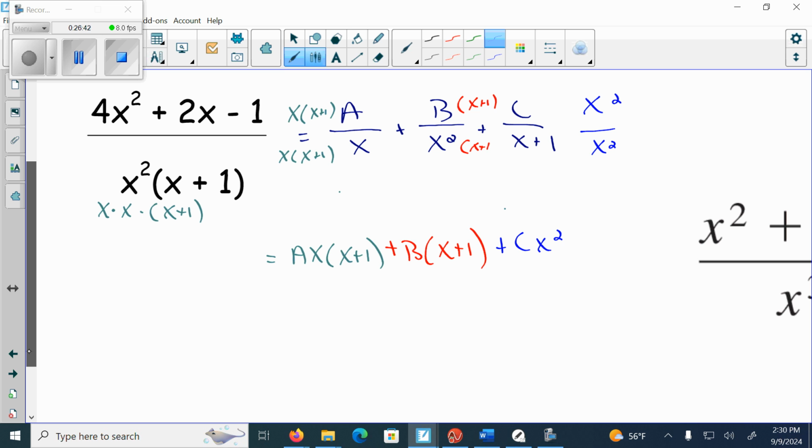Now, if I try the substitution and put in x equal to 0, that's going to eliminate this term and this term, and I'll find my b, right? If I put in x equal to -1, that'll eliminate this term and this term, and I'll find my c. What term will I not be able to find doing it that way? A. So for this one, I'm going to do the whole system thing. For the system, I'm going to just distribute these.